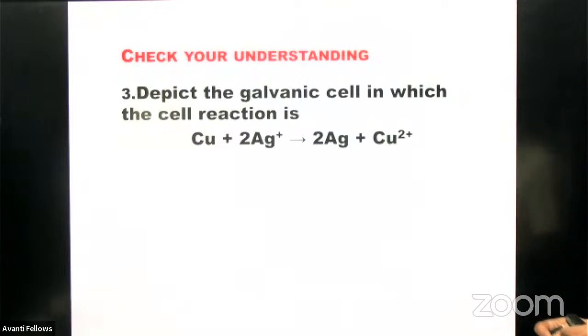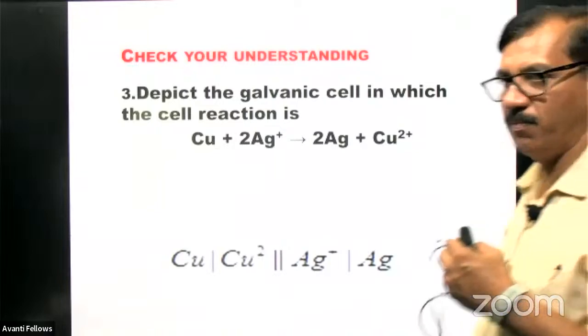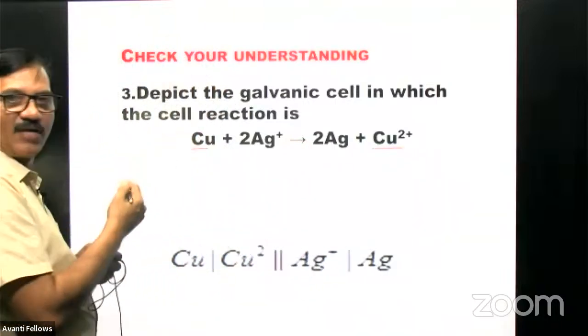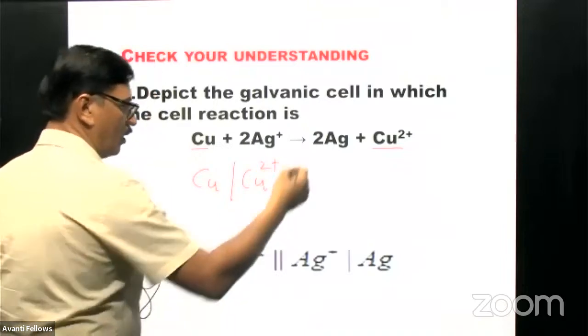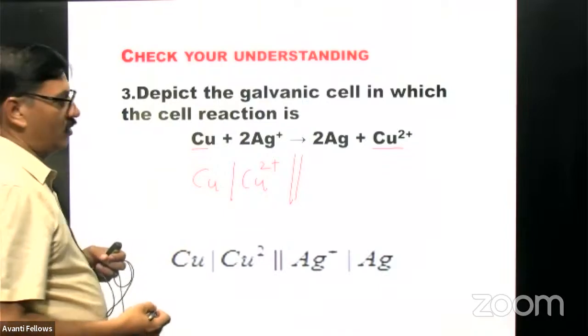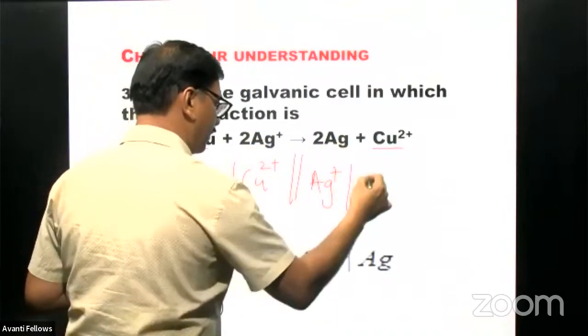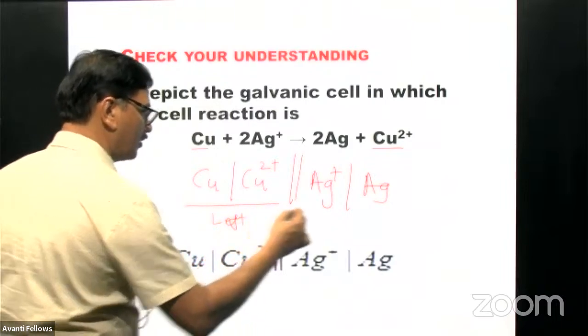Now depict the galvanic cell in which the cell reaction takes place. Which is the left half cell and which is the right half cell, you have to say. So this is the cell representation. Cu/Cu2+. Cu is undergoing oxidation. Oxidation half cell is always written on the left side. Double slash indicates the salt bridge. Then Ag+ to Ag. This is the way we write. This is the left half cell. This is the right half cell.